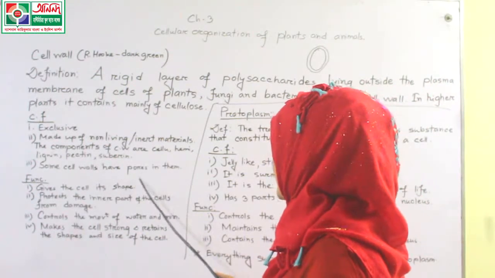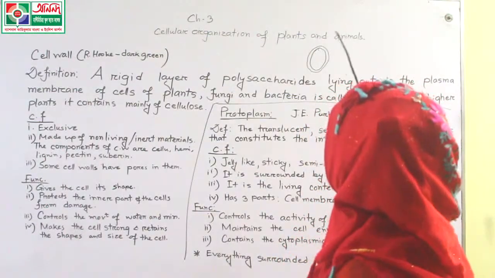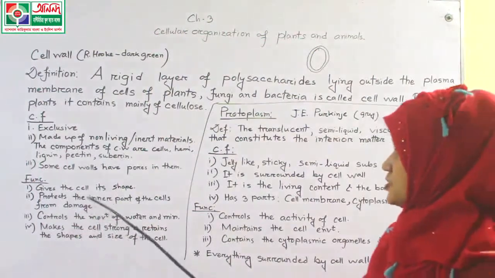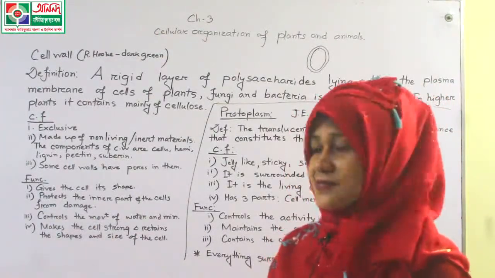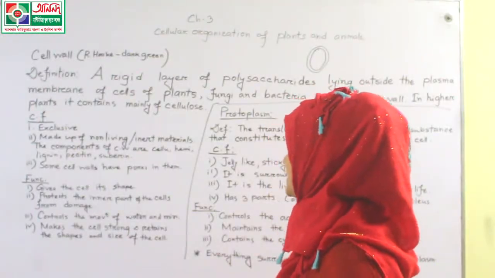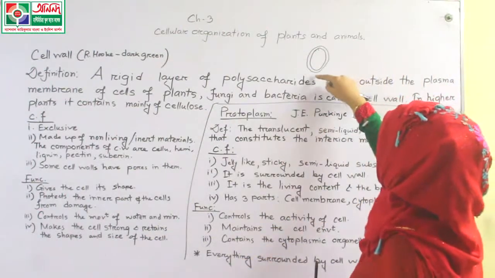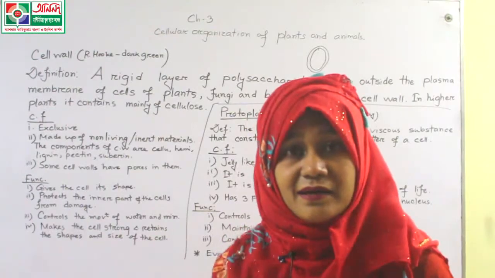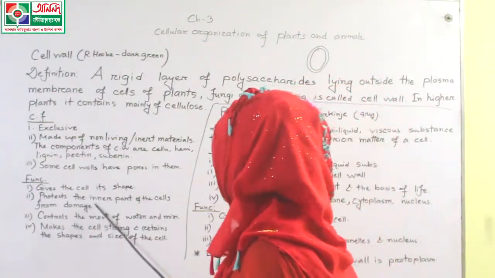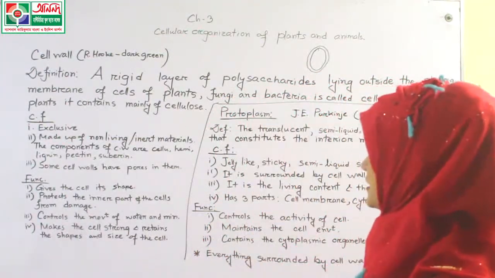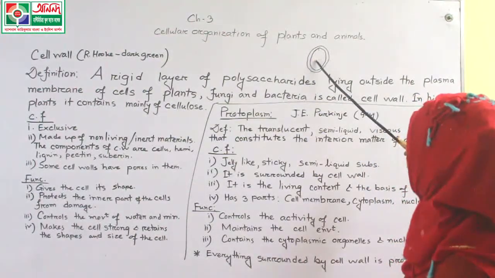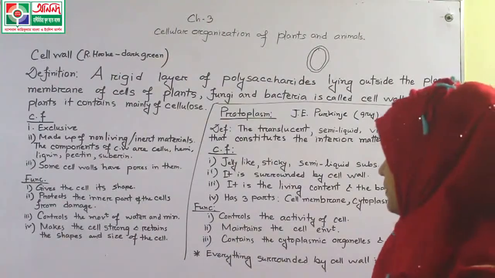Some cell walls have pores in them. Function, I have written 4 functions of the cell wall. Number 1, gives the cell its shape. Due to the presence of the cell wall, the cell can get a shape. Number 2, protects the inner part of the cell from damage. That means, have a look, these structures protect the inner part from damage.